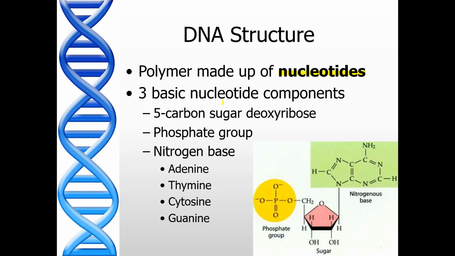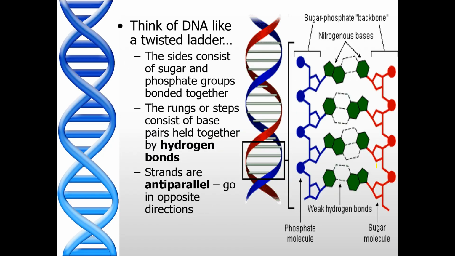And each nucleotide has three parts. We have deoxyribose is our sugar. It is a 5-carbon sugar. And then we have a phosphate group, which is just a phosphorus and some oxygens. And then we have one of 4 nitrogen bases. In DNA, that could be adenine, thymine, cytosine, or guanine. So just your basic nucleotide structure is a sugar, a phosphate, and a nitrogen base.